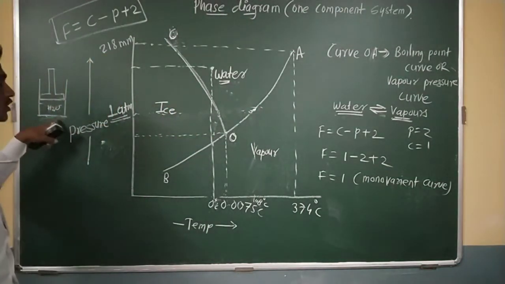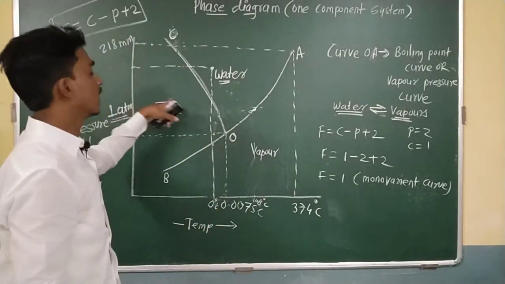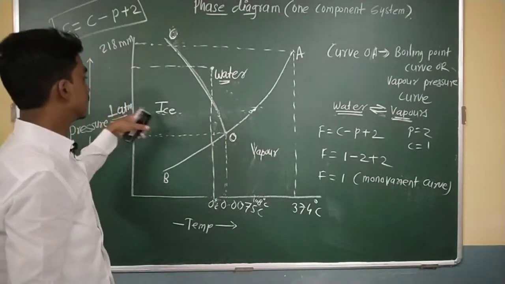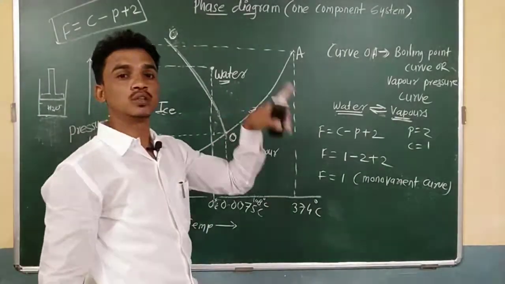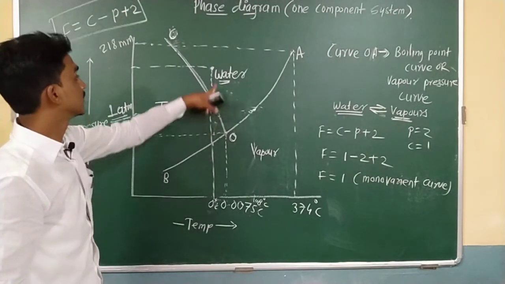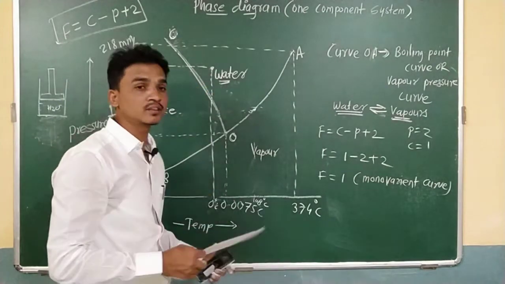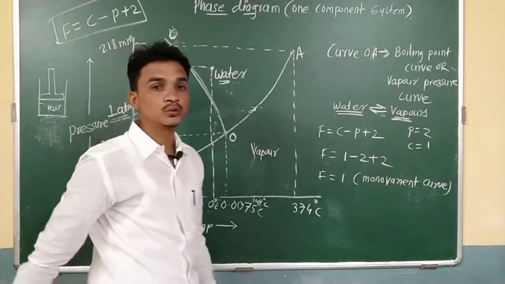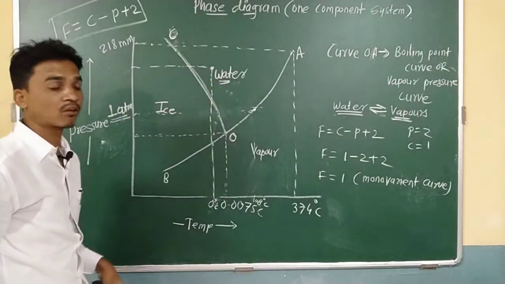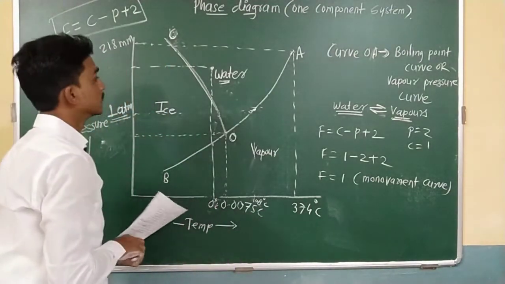how the changes will happen when I increase the temperature or the pressure. What will happen when I increase the temperature at constant pressure? The liquid water gets converted into vapor state. But when I keep the temperature constant and increase the pressure, at that point what will happen? The solid ice gets converted into liquid. This is the information we get from this phase diagram, how the changes take place when increasing the temperature and pressure.